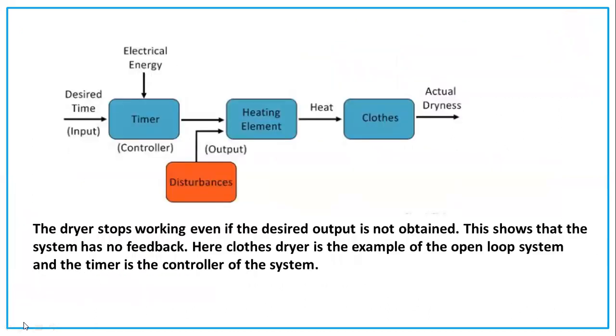This is another example, the dryer. The dryer stops working even if the desired output is not obtained. We are drying the clothes in the washing machine, and we have set a time, maybe 3 minutes or 5 minutes. After 5 minutes, the dryer will stop working, and there can be disturbance also. So the cloth is not actually dried, but the machine has stopped working. This shows that the system has no feedback. The output has nothing to do with the input. Here, the cloth dryer is the example of an open loop system, and the timer is the controller of the system. It's not a closed loop control. It's an open loop control.